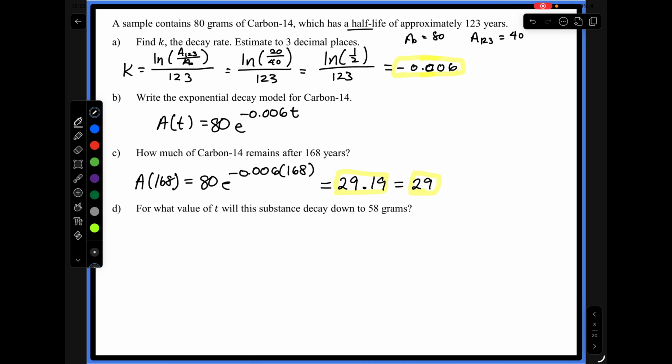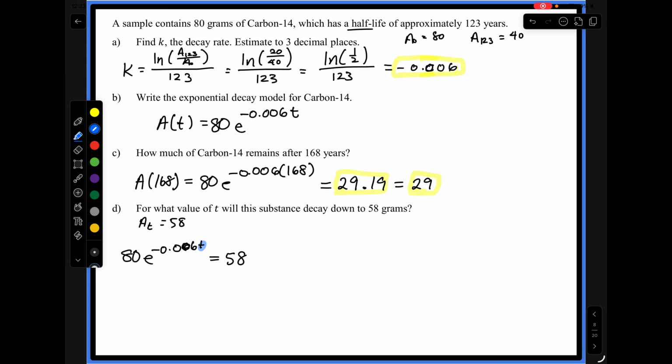And finally, for the last one, for what value of T is the substance going to decay down to 58? So there's going to be this amount at some time T that equals 58. That's going to require us to use the model from part B and set it equal to 58, because we don't know the time. That's what we're trying to solve here.